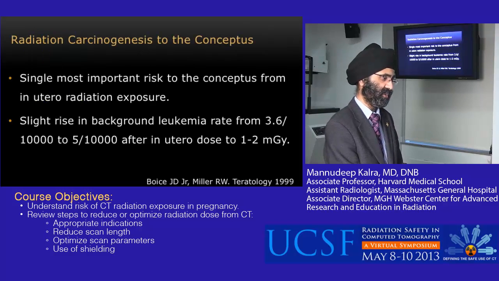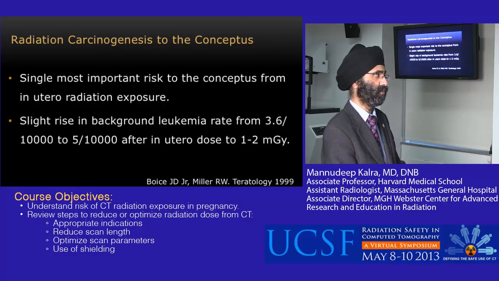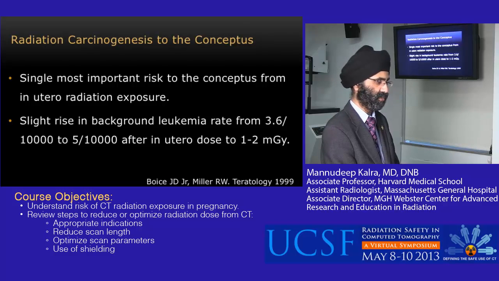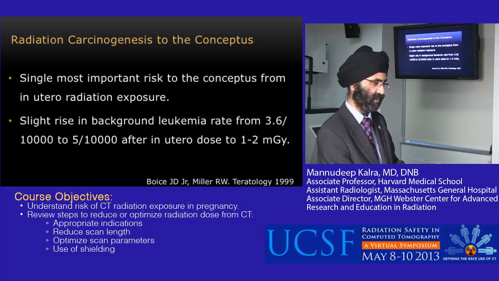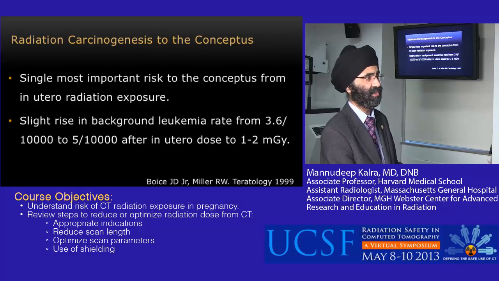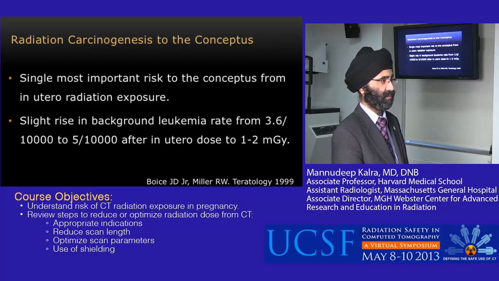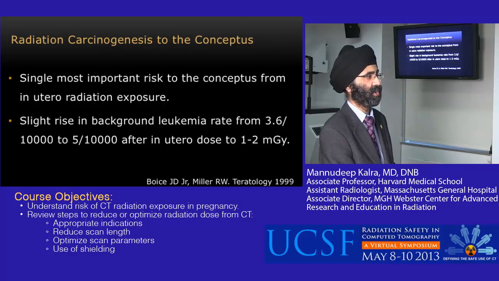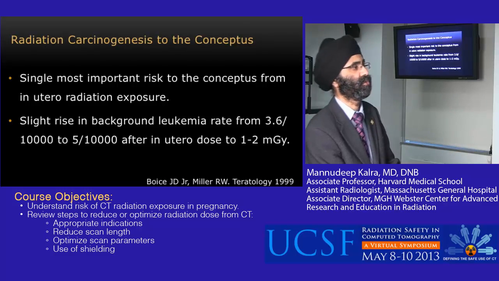So the radiation carcinogenesis to the conceptus is probably the single most important risk to the conceptus following in utero radiation exposure. Certainly there are studies that have shown that background leukemia rate in the conceptus increases from 3.6 per 10,000 to 5 per 10,000 even after exposure to radiation dose as small as 1 to 2 milligray. And as we saw from the previous slide, a CT of the abdomen can be associated with much higher doses than 1 to 2 milligrays.